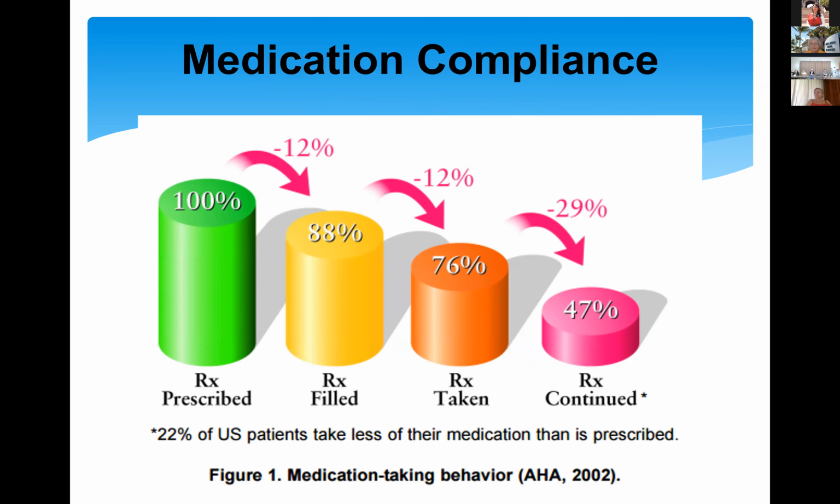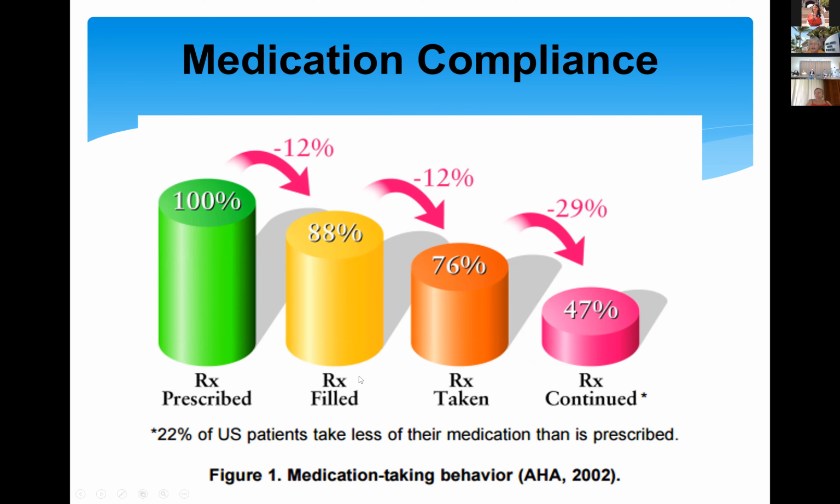These are alarming data that we see. So this is basically looking at the percentage of people who are prescribed a medication. So let's say we're looking at everybody who's given a prescription. Okay, that starts at 100%. Then we go to see how many patients actually fill that prescription. We're already 12% have not filled their prescription. So now we're down to 88.